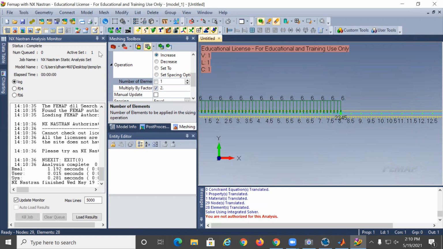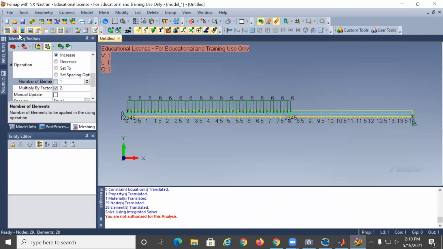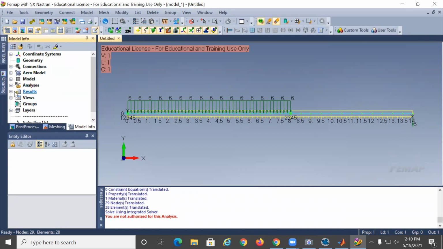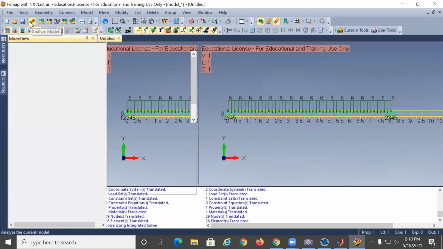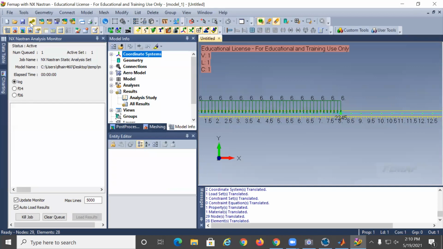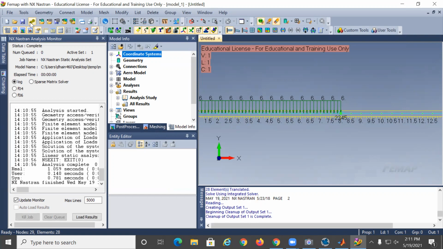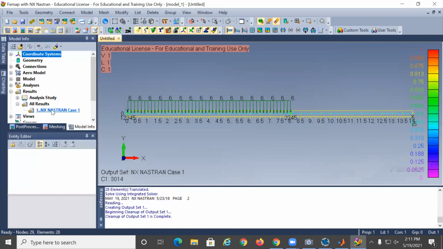Okay, did it finish or not? I don't know what it did. Okay, it did not run. So let's see what's happening here. All right, looks like it's finished. I don't know what happened before.